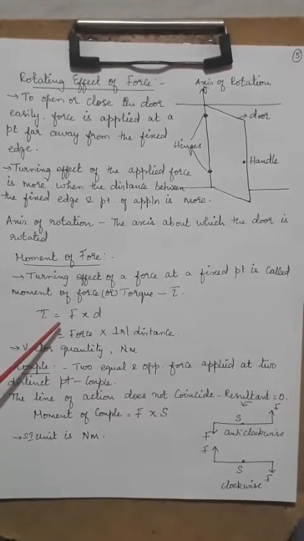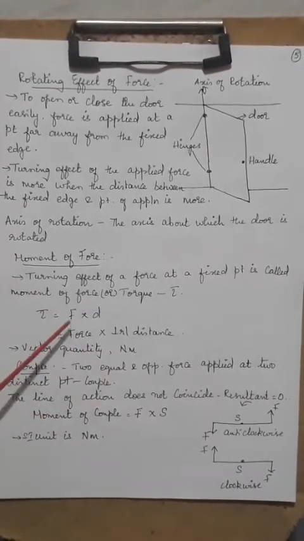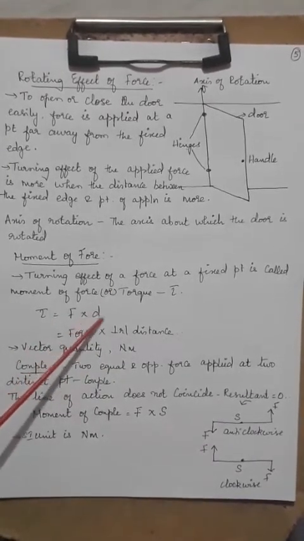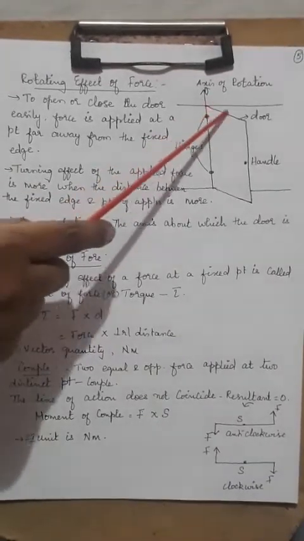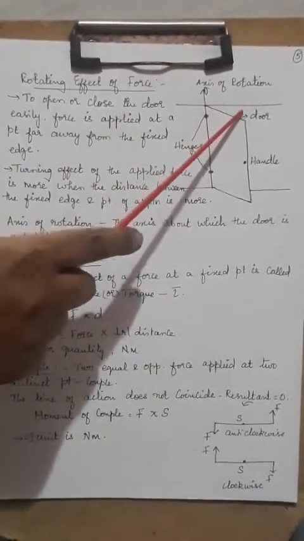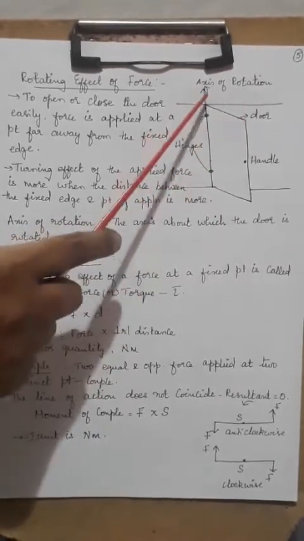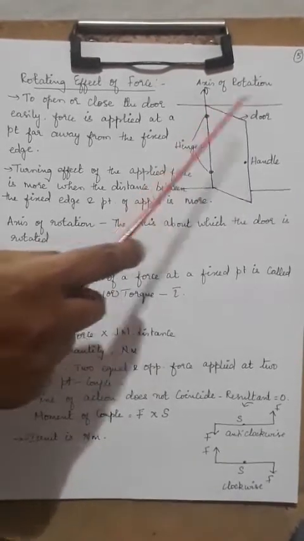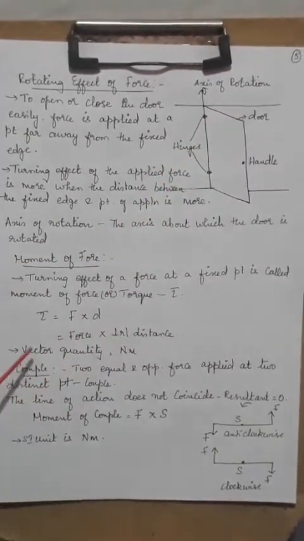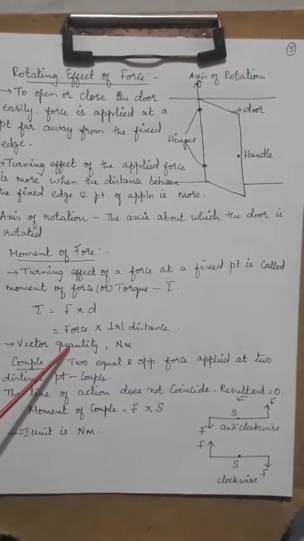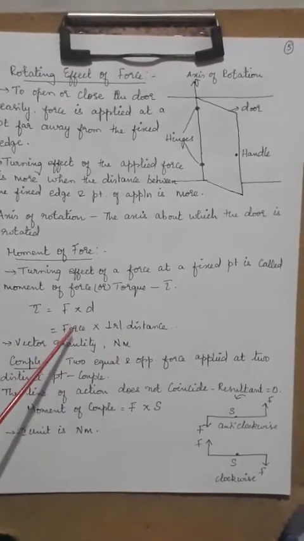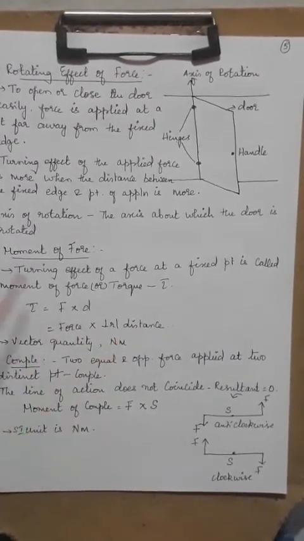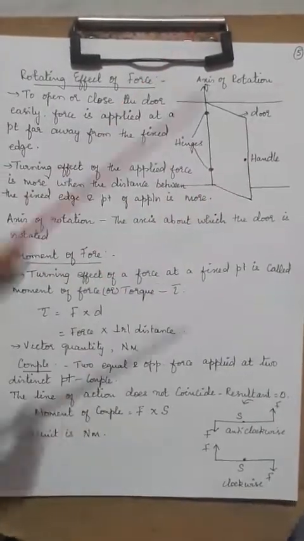So tau is equal to the applied force into the perpendicular distance. What is the meaning of perpendicular distance? It has moved to a certain limit. Now I drop a perpendicular from this point and find out this distance. This distance is what is called its perpendicular distance. It is a vector quantity and its unit is Newton meter, because force unit is Newton and distance unit is meter. This is when you have only a single force acting on it.